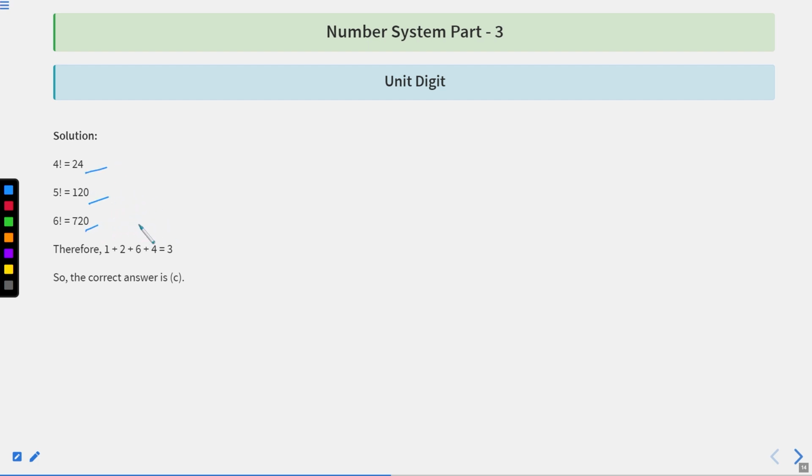If it is 6 factorial, how do we write 6 factorial? 6 into 5 into 4 into 3 into 2 into 1. So you have 5 here, you have 2 here. This will give you 10, and 10 will make sure that in each and every number you have a 0 as unit digit. For example, 7 factorial will be 7 into 6 factorial. Now 6 factorial also has 10, so this number will also have 0 at the unit digit.